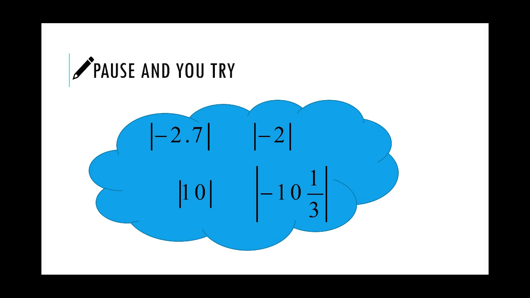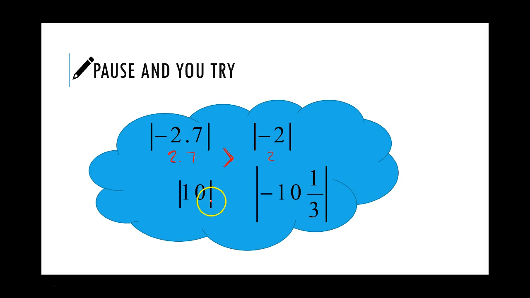Go ahead and pause the video and try these on your own, and then you can hit play again and hear the answers. So go ahead and pause and you try. So the absolute value of -2.7, how far is that? Even though it's a decimal, it's still asking you the same question. How far is -2.7 from 0? Well, that is just a positive 2.7. And then the absolute value of -2 is 2 units from 0. So then this one would be greater than.